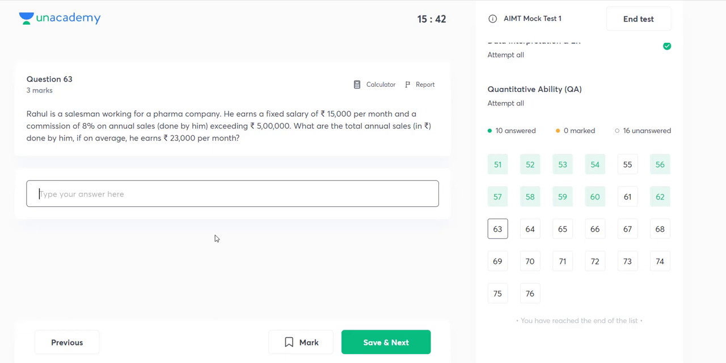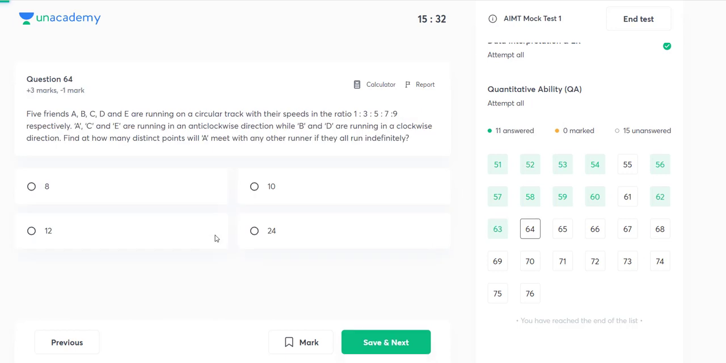So what we need to type here, total sales, that is 72 lakh rupees. 72 and 5 zeros. I think there is some problem from my side, okay. Let's ignore it.